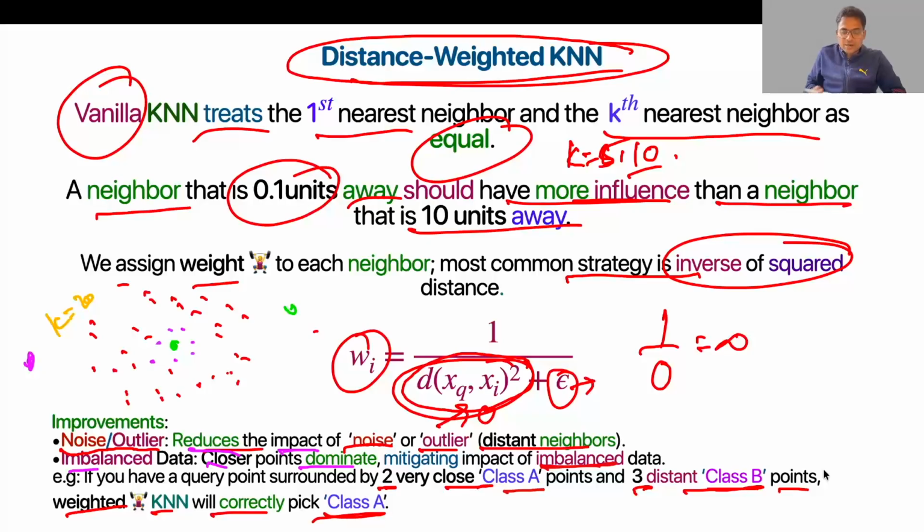It will not just count that, okay, because class B has 3 and class A has 2, so I will pick B. No, it will not just count the number of the neighbors, it will also count their weight, how close you are to me. And that's the right way to do it. Okay, I hope this is clear. Let's see a simple example, you will understand.